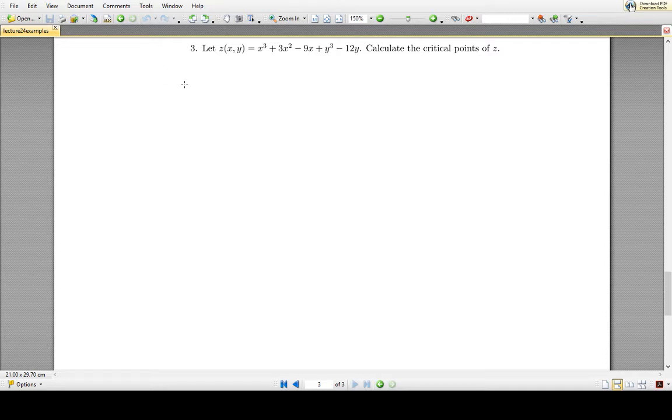To calculate the critical points of z, we're going to take the partial derivatives of z. So the partial derivative of z with respect to x is 3x squared plus 6x minus 9. And the partial derivative of z with respect to y is equal to 3y squared minus 12. So in order to calculate the critical points, we want these partial derivatives to be equal to 0.